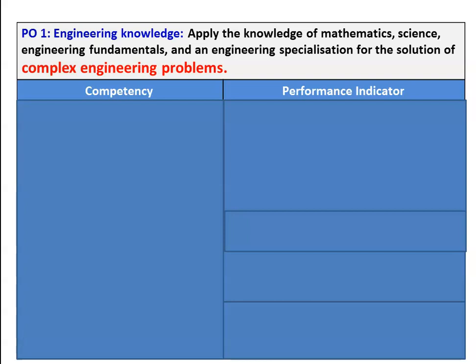The general PO1, engineering knowledge: apply the knowledge of mathematics, science, engineering fundamentals, and an engineering specialization for the solution of complex engineering problems. Engineering fundamentals are the fundamental subjects required for mechanical engineering, for example, fluid mechanics and thermodynamics. Engineering specialization, for example, machine design 1, machine design 2, heat and mass transfer, and the production technology subjects, are the engineering specialization or core subjects.